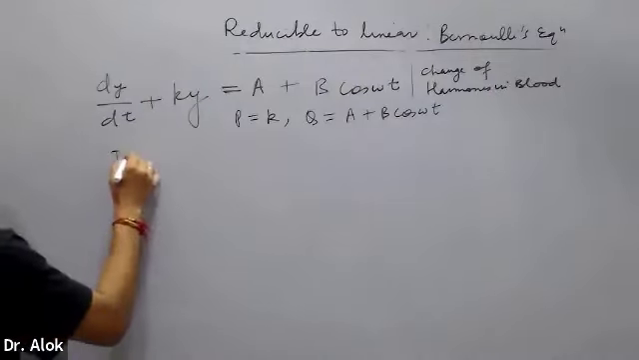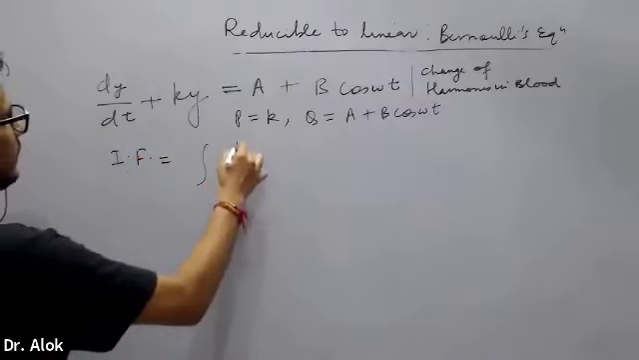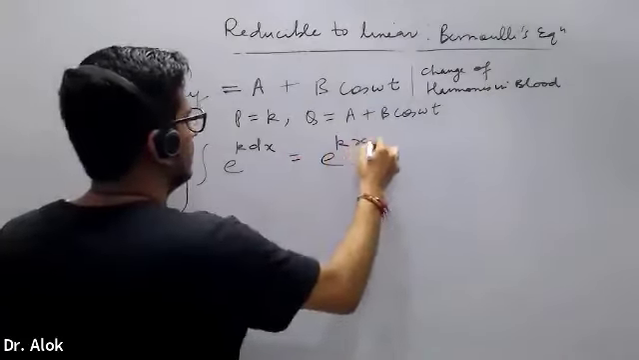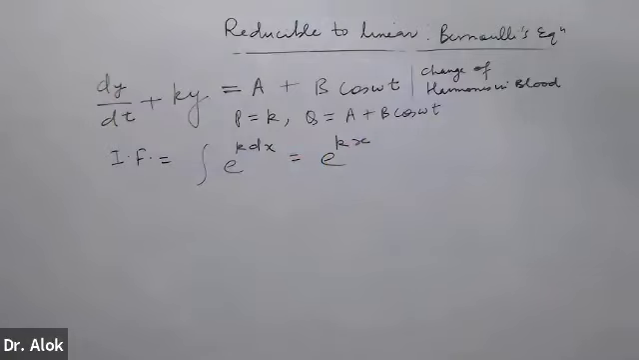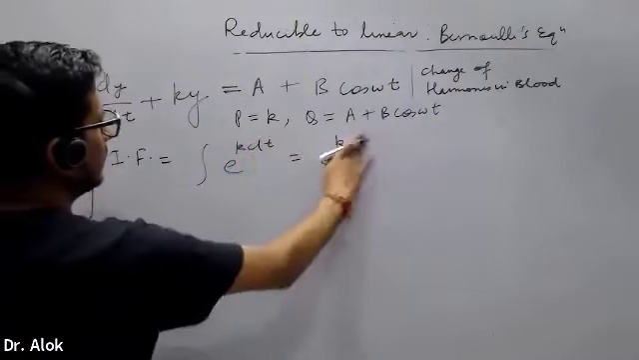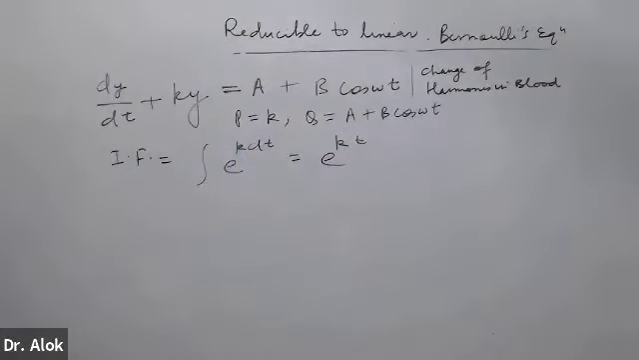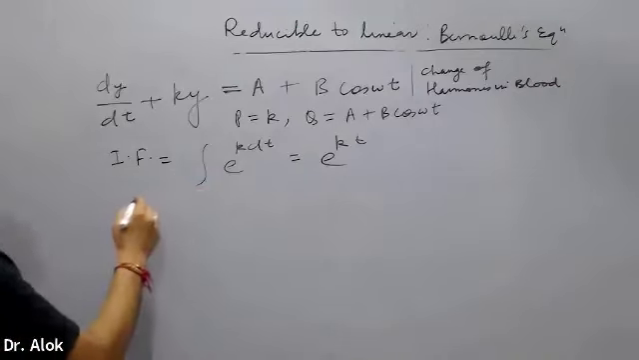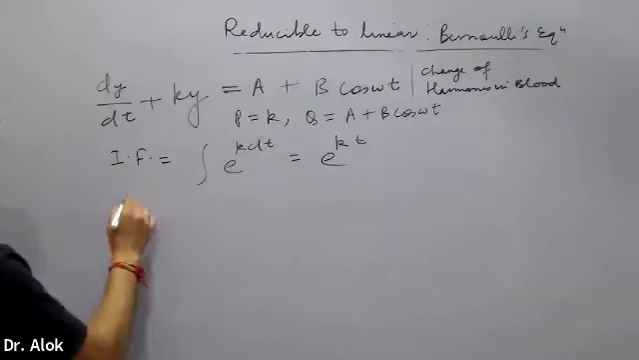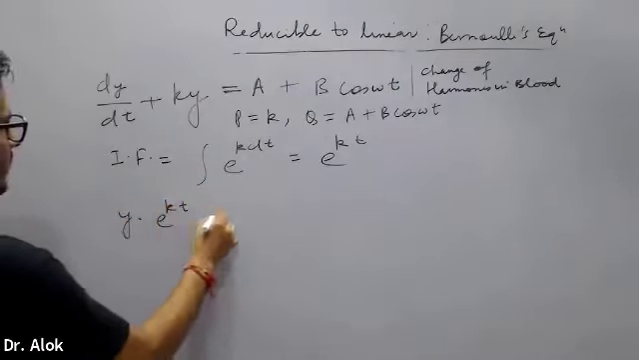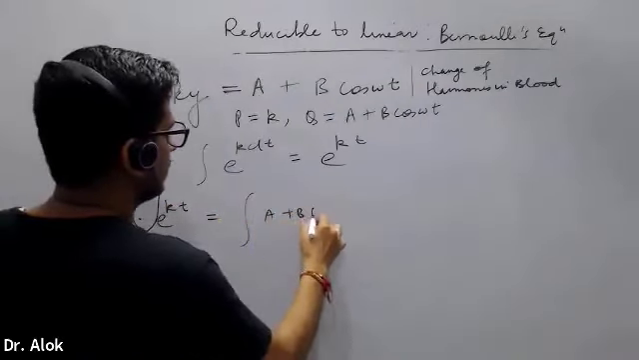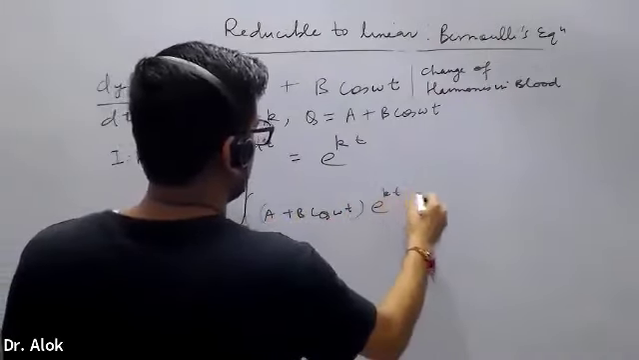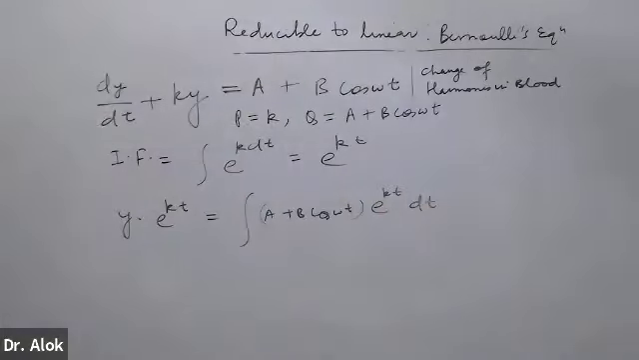Okay, so let us solve it. What is the integrating factor? That is equal to e to the power integral k dt, which is e to the power kt. Now y into e to the power kt is equal to integral of (a plus b cos omega t) e to the power kt dt. Correct? Then can you solve this?